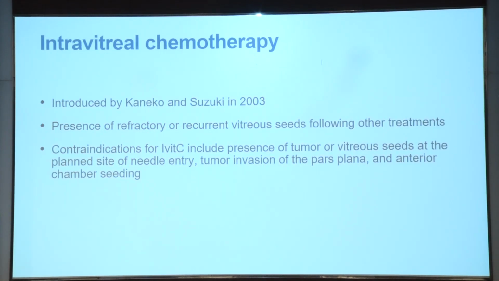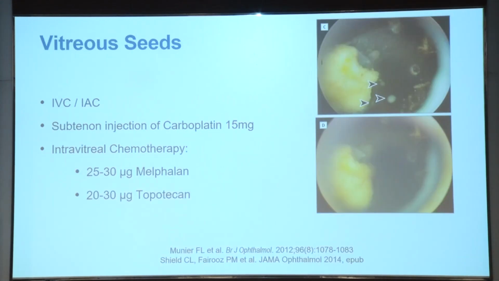Intravitreal chemotherapy is something which recently has come into vogue, and was first introduced in 2003 by Kaneko. So you have these vitreous seeds which are very resistant to treatment at times, and you give intravenous chemotherapy, sometimes even after intra-arterial also you may have some residual vitreous seeds which are not responding because probably the drug concentration is not reaching those seeds enough, or they have some other form of resistance to chemo. So there intravitreal chemotherapy does help. So one is intravitreal chemo.